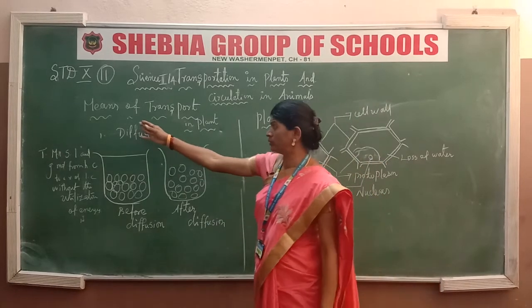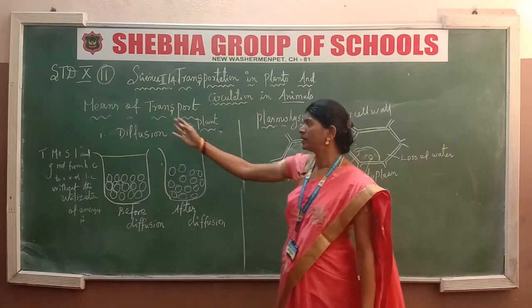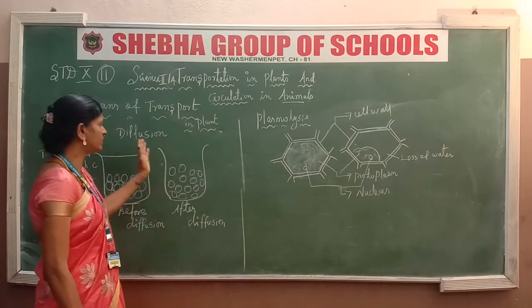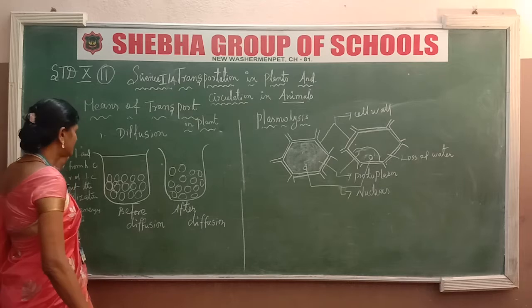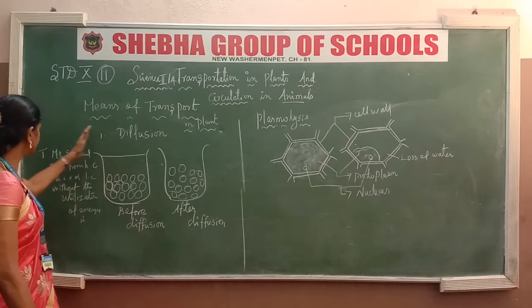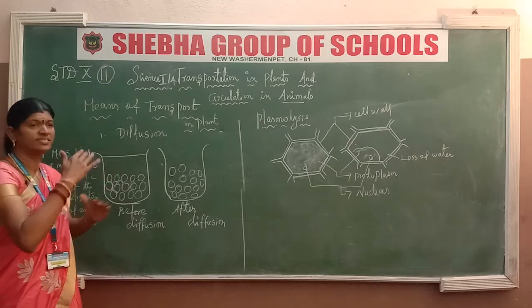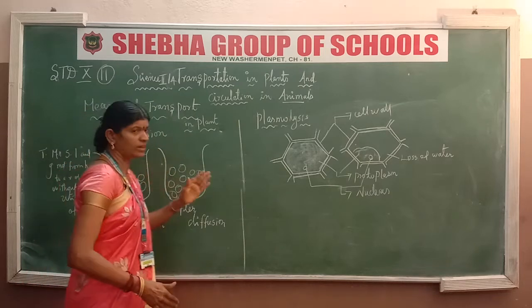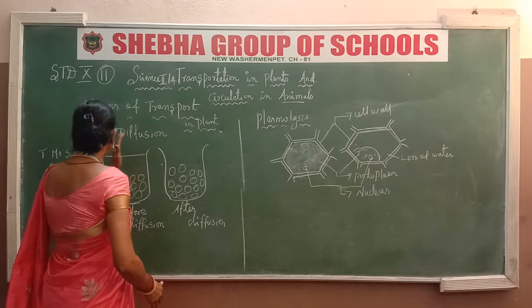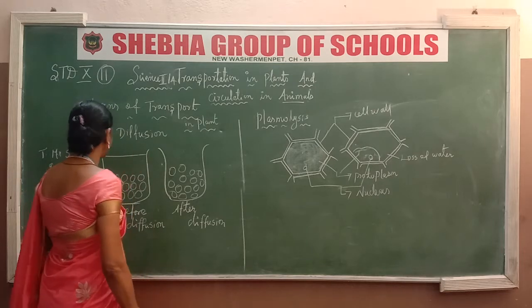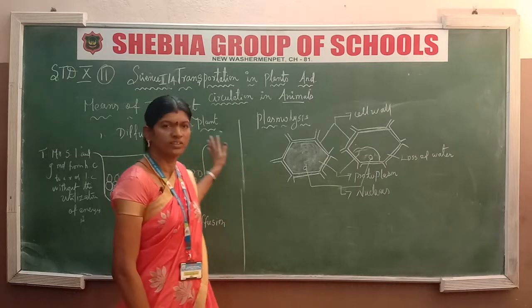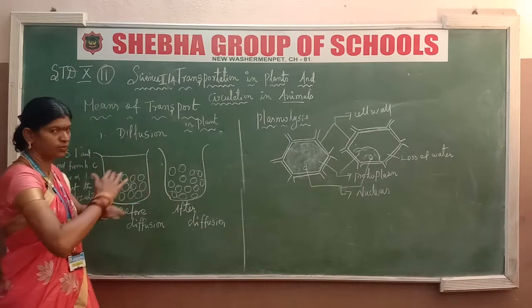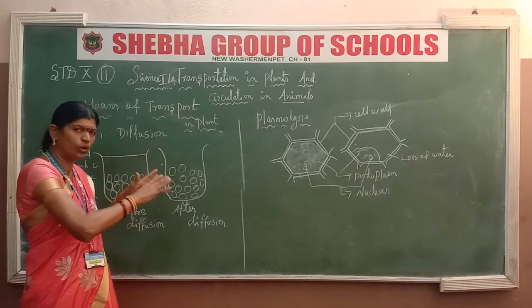Next, we are going to the means of transport in plants. So that is called diffusion. What is diffusion? It is the movement of solid, liquid and gaseous forms from a higher concentration to a lower concentration without utilizing energy. So that is called diffusion. Is it clear? Without utilizing energy, from higher concentration to lower concentration.